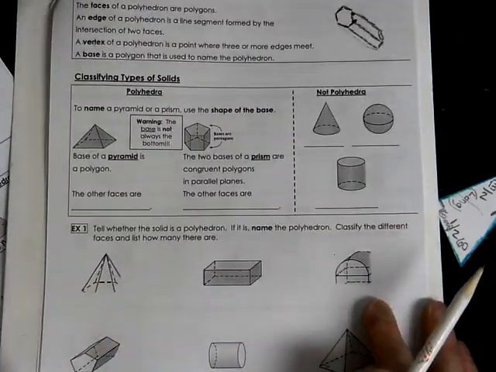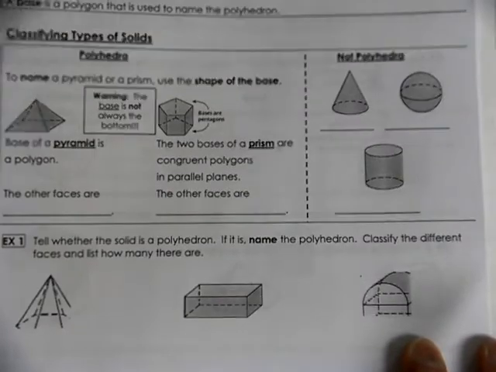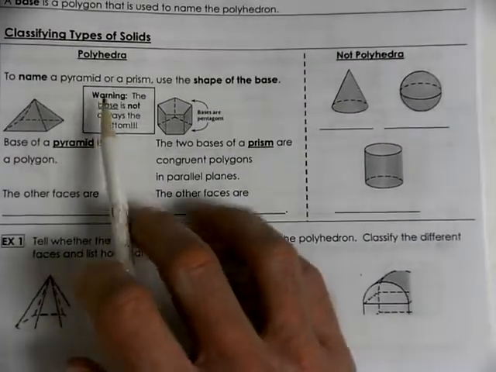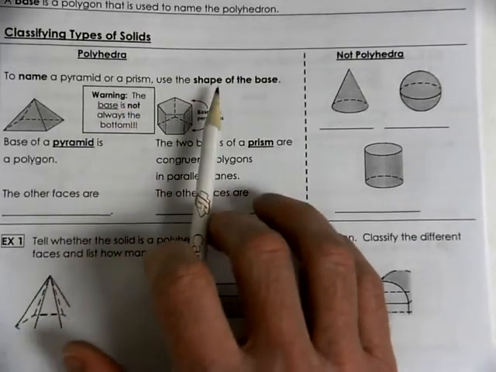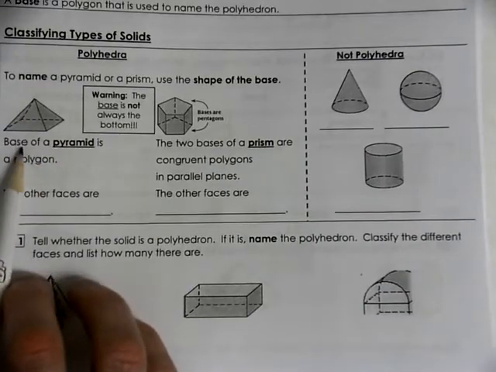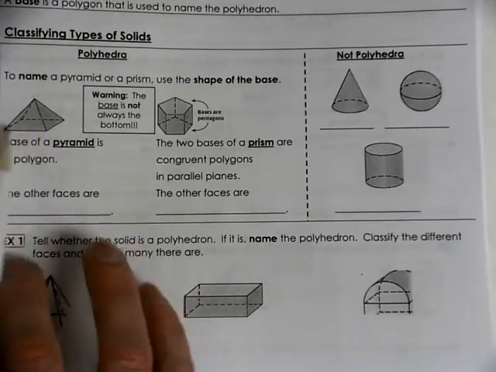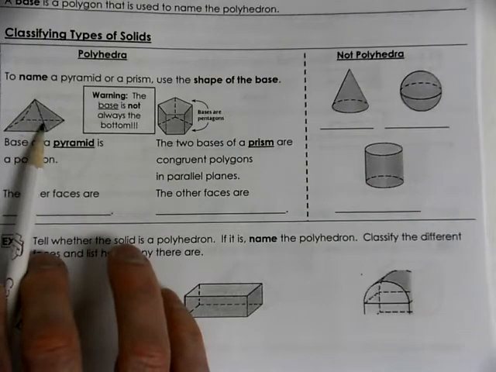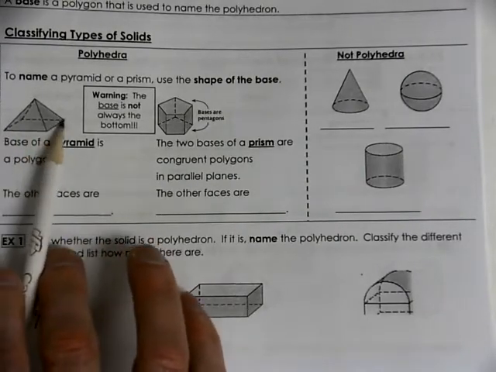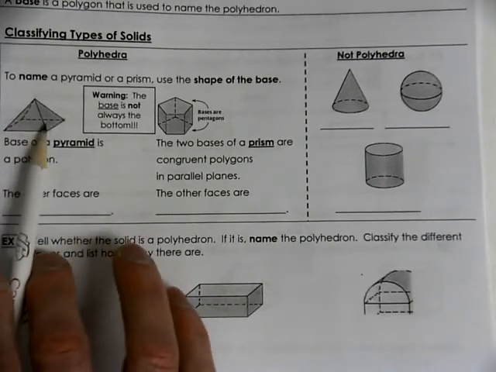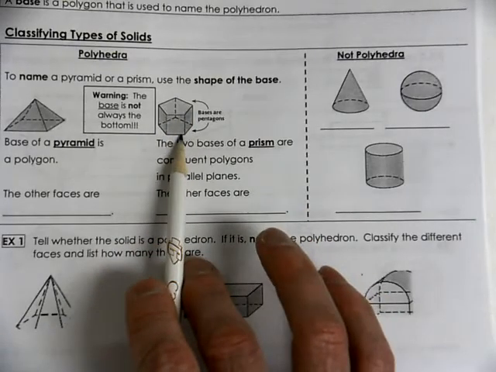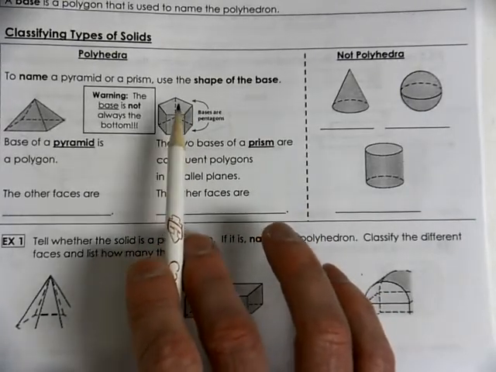So here are polyhedra, which would be the plural version of polyhedron. To name a pyramid or a prism, use the shape of the base. So here's our example of a pyramid. Notice that the base pretty much looks like a square, so we would call this a square pyramid. Whereas this is a prism, because it does not go to a single peak.